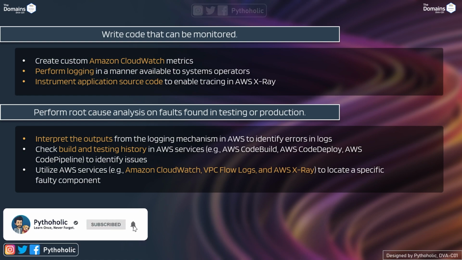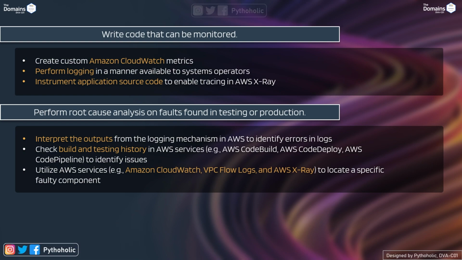So for that, we need to be good at interpreting the outputs from the logging mechanisms in AWS to identify errors in the logs. Check build and testing history in AWS services to identify issues. For that, we can make use of AWS CodeBuild, CodeDeploy, and CodePipeline. We can also utilize AWS services to locate a specific faulty component, and for that we can make use of CloudWatch, VPC flow logs, and AWS X-Ray. I think these are the few services that are really important for this exam, and these are the details that we will cover, and you should be ready.